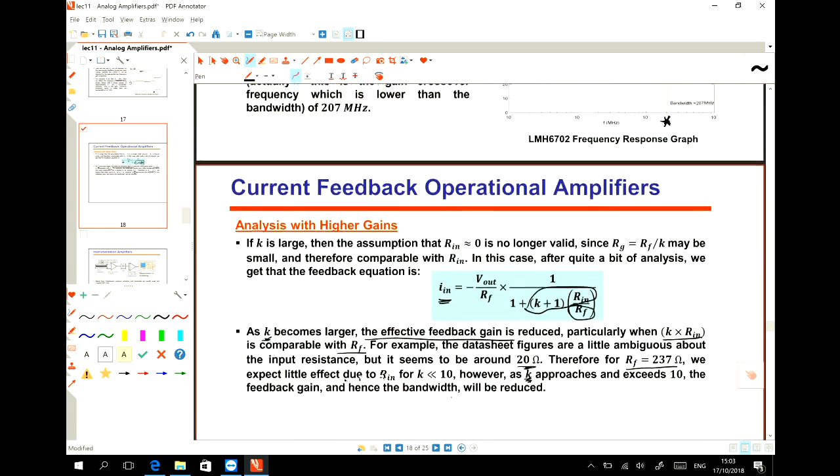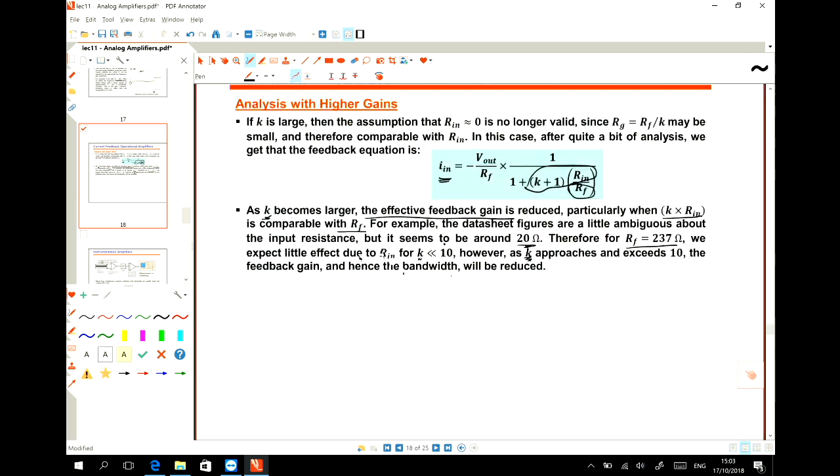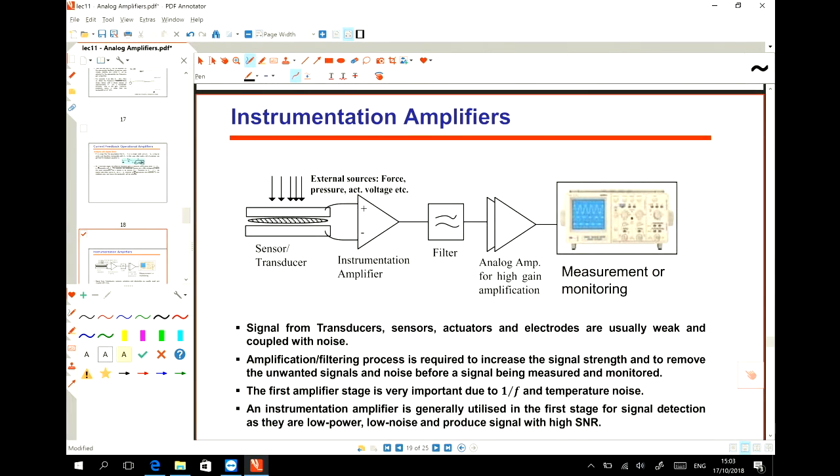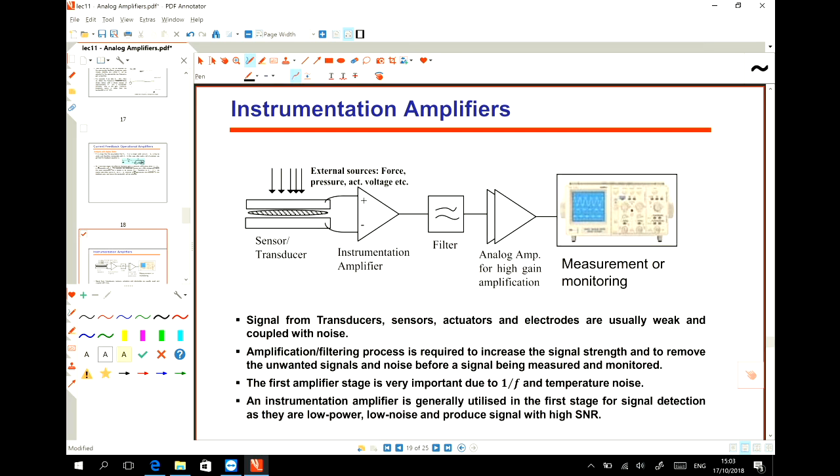This is just a topic on the current feedback amplifiers. Although the operation and the definition are a bit different, and the internal circuit is different, the analysis is almost similar to the voltage feedback amplifiers. And the number of current feedback amplifiers on the commercial shelf is much, much less than that of voltage feedback amplifiers.